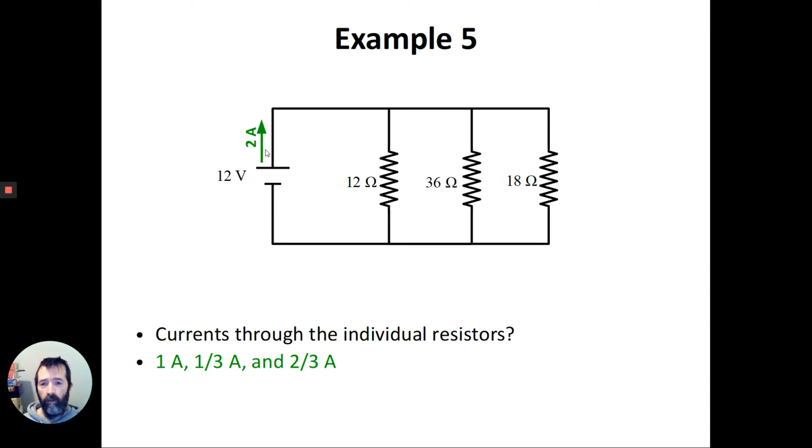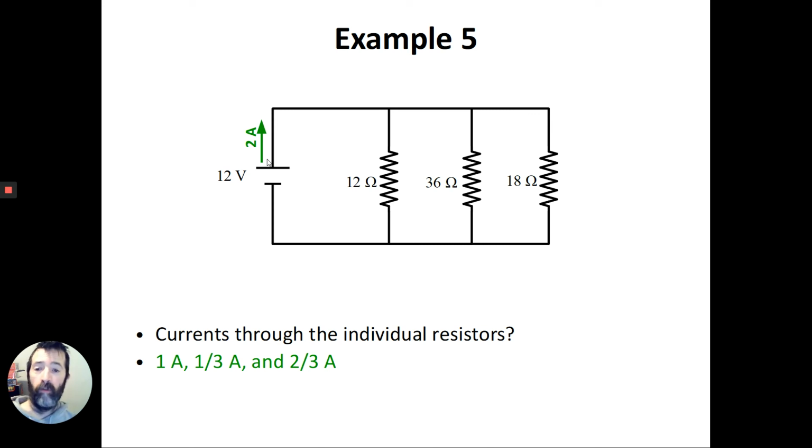So what's going on here is that once the current reaches these intersections and splits up, the amount of current going down each of the 3 paths is still the same total amount of current. 1 amp goes this way, 1/3 of an amp goes this way, 2/3 of an amp goes this way. But that's still the same 2 amps that came out of the battery.